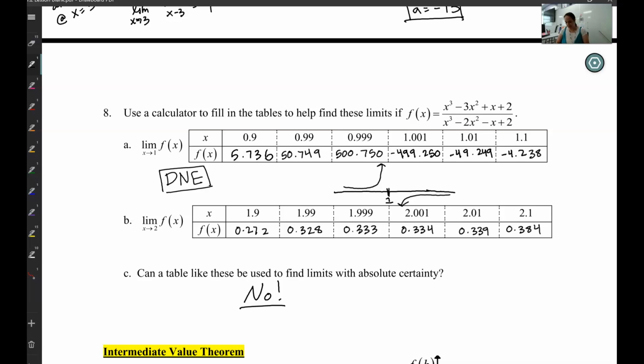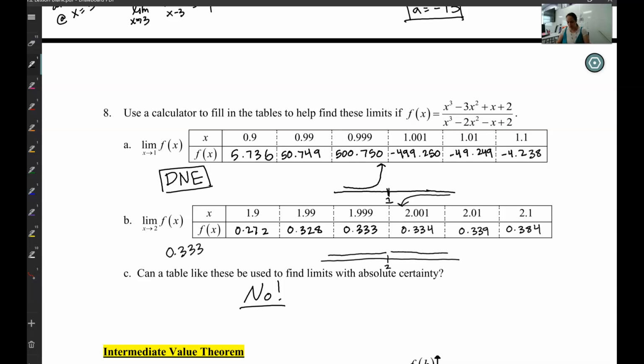So now let's look at number 2. Looks like, here's our 2. From the left, it looks like we're getting closer and closer to 0.333. And on the right, looks like it's getting closer and closer to 0.333. So since it's getting closer and closer to the same number on the left and right, then we can say this limit exists. And you could do 0.333 or 0.334.